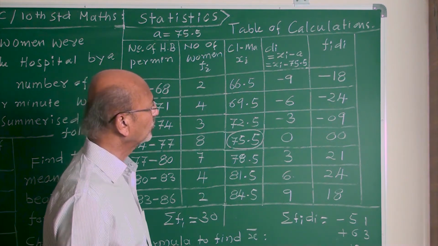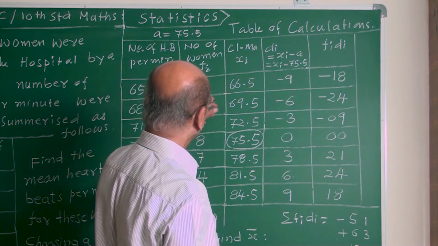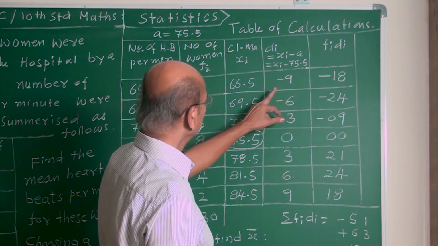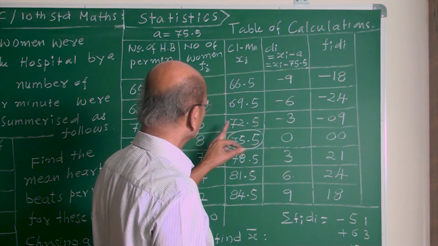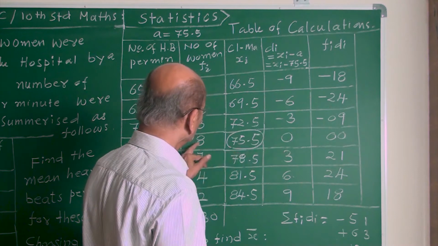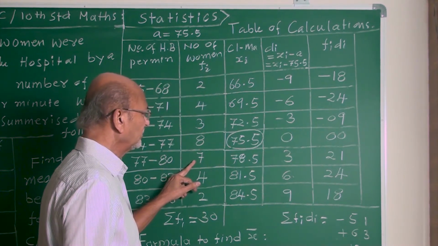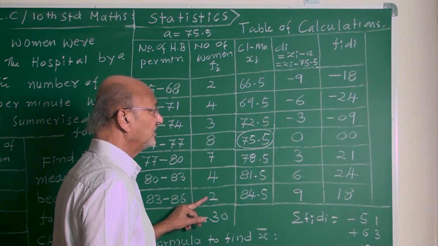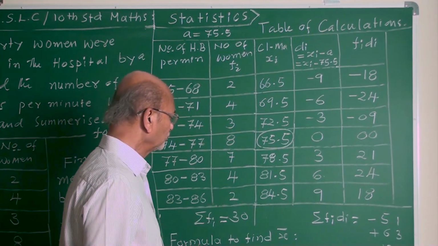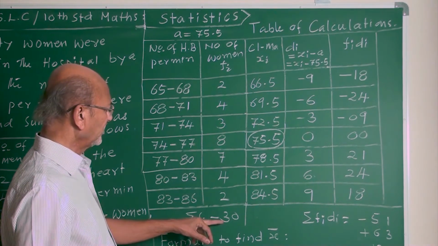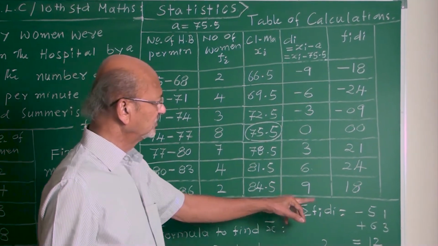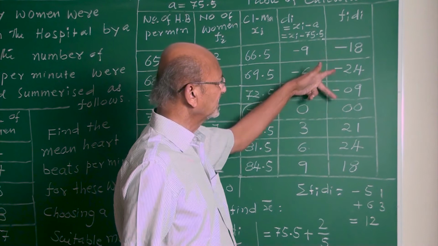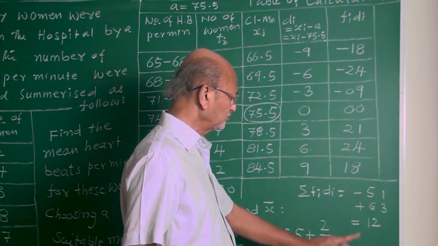Then you must go for what? Fi into Di. Minus 18. 4 into minus 6, minus 24. Minus 9. 0. 7 into 3 is 21. 24. 2 into 9 is 18. Then you have to go for sigma Fi, addition, 30. Sigma Fi Di: these negatives with positives give plus 12.